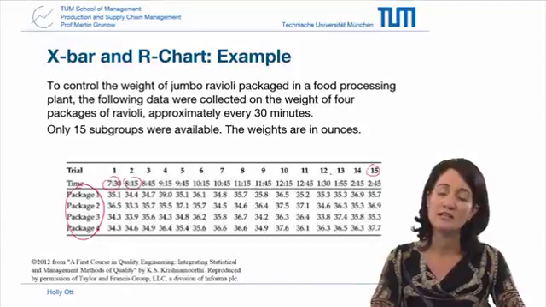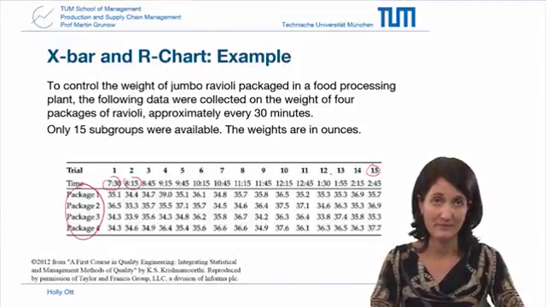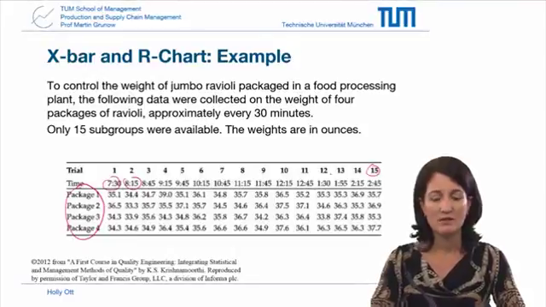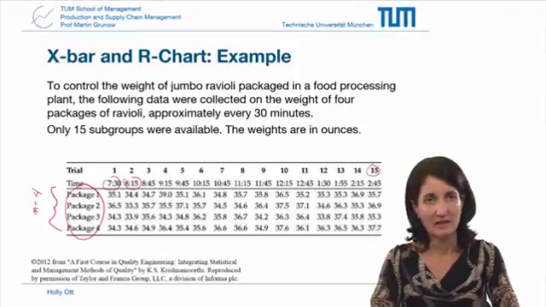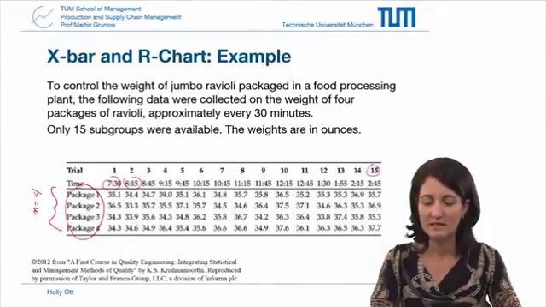So the first question is, what here is our sample size? Is it 15 or is it 4? Every half an hour or so, we're collecting data for n equals 4. So our sample size is 4, and we have 15 subgroups.